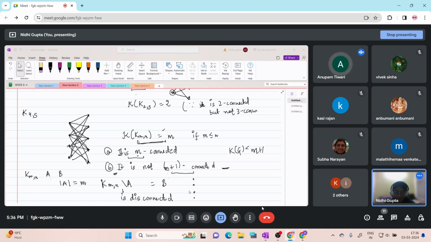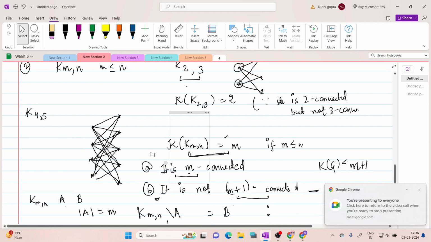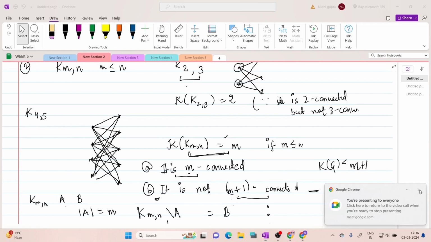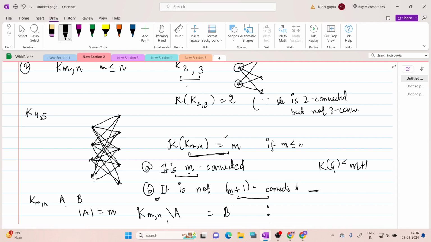So suppose we are at K23, or at K45. If we remove three vertices, say all three from A, then the graph is still connected, because the fourth vertex remains and the graph is like this. It is basically K15.